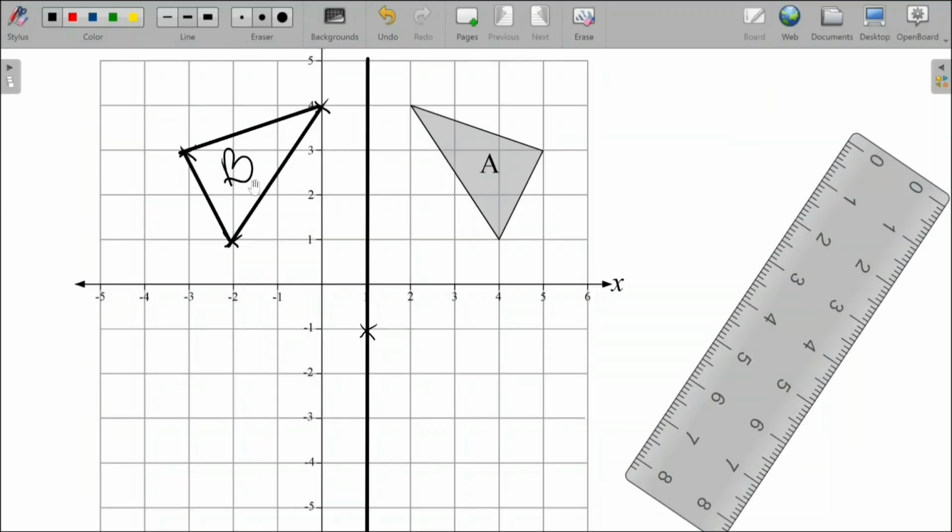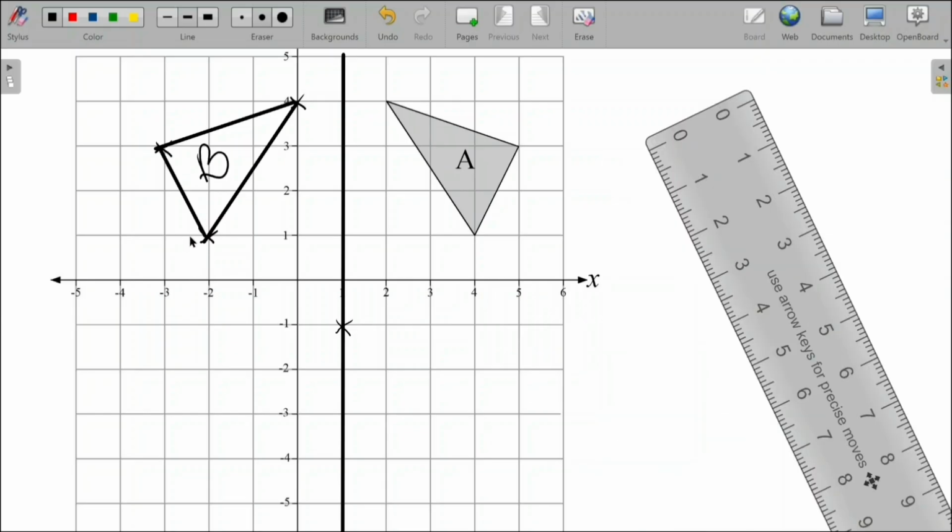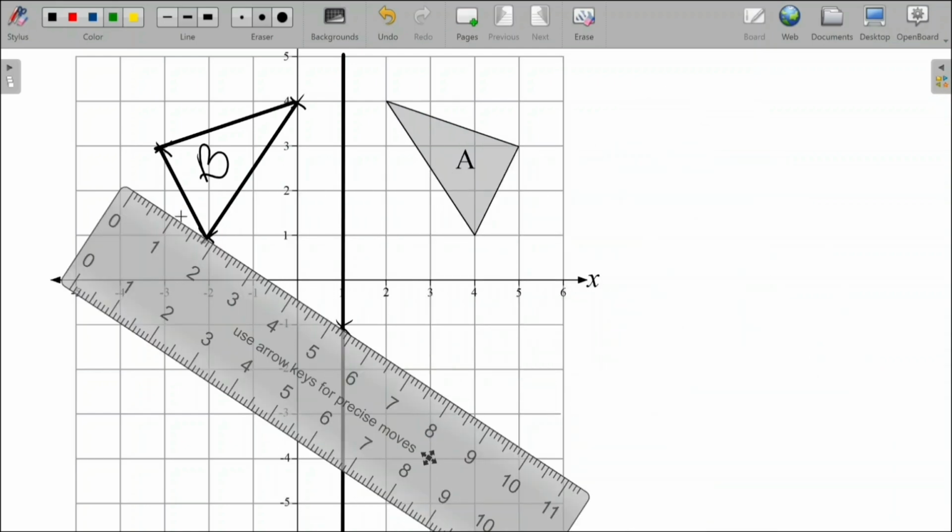Rotating B 180 degrees, particularly when you don't have vertical lines or horizontal lines, is best done using this method that will be applied in solving this question. We pick our ruler. To rotate 180, you just need to draw a straight line from each point through the center of rotation. Draw it as long as possible first, and we'll be taking them one at a time. Let's take this point first and draw it through the center of rotation.